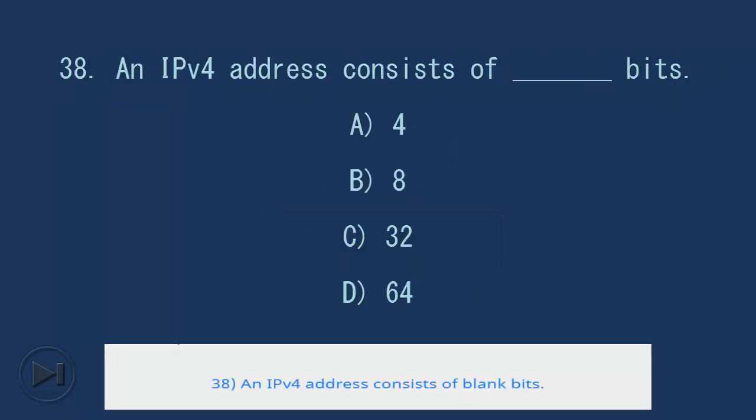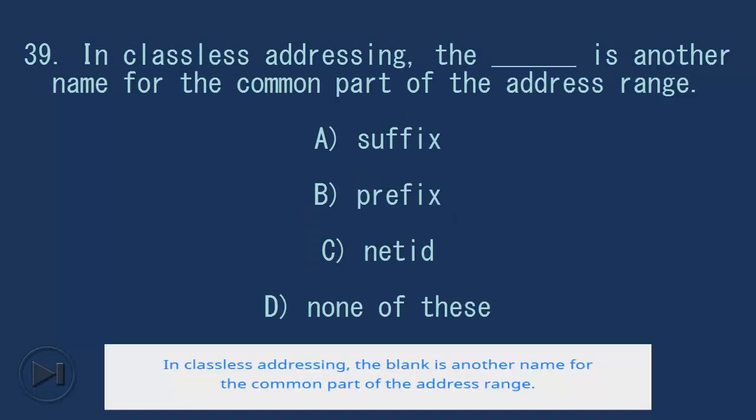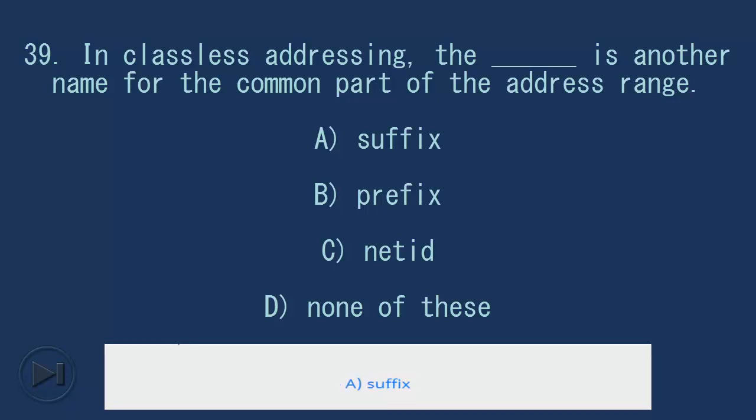38. An IPv4 address consists of blank bits. A, 4. B, 8. C, 32. D, 64. Answer, C, 32. 39. In classless addressing, the blank is another name for the common part of the address range. A, suffix. B, prefix. C, Net ID. D, none of these. Answer, B, prefix.